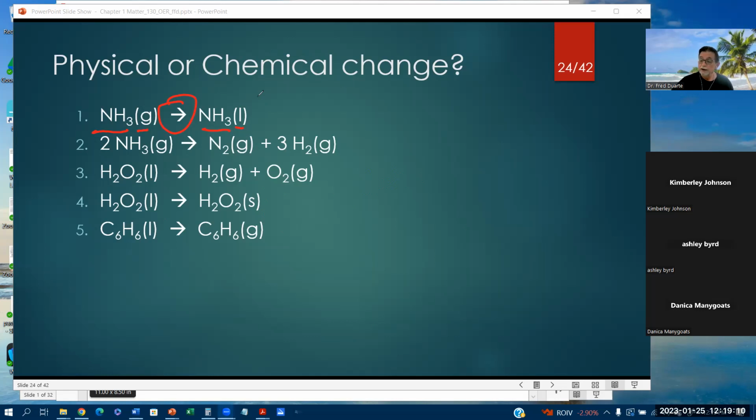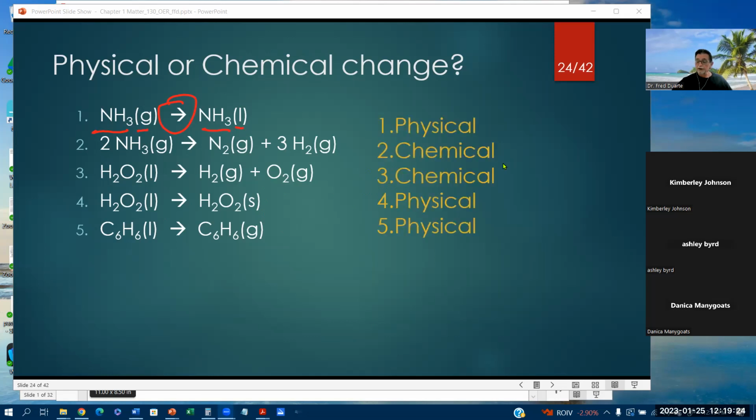Yep. And so being that it's a physical change because the chemical makeup did not change. Okay, so we have a physical change, and I thought I had them all separated, but I guess not. So the first one, number one, is a physical change.